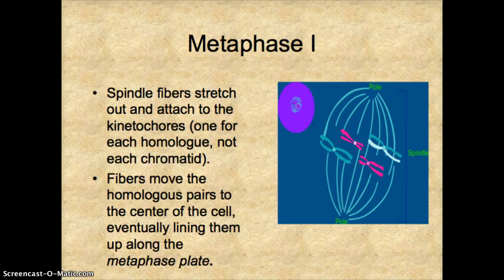Our next step is metaphase 1. This is very similar to mitosis. The spindle fibers are going to stretch out and they're going to attach to the kinetochores. What's different here is that they attach on the same side, one for each homolog, not one for each chromatid. This allows the entire chromosome to be moved back and forth without applying any pressure to the centromere. The fibers are going to move the homologous chromosome pairs back and forth, a little bit toward the center, a little bit back, just like they did in mitosis, until they are lined up along the metaphase plate.